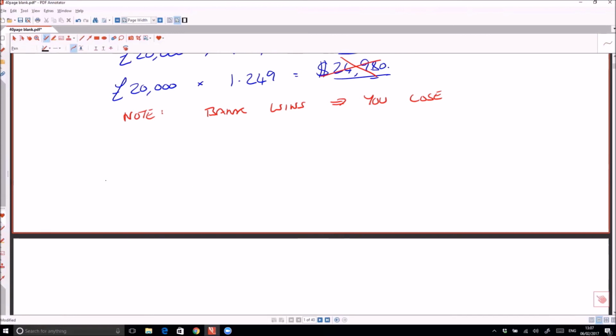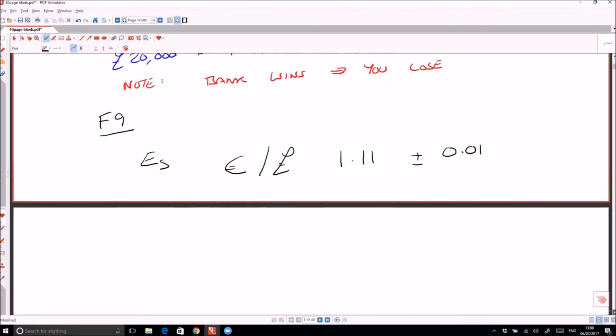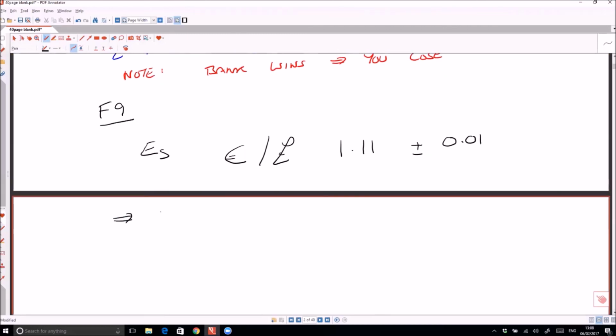Let's go back. There's one other thing I'd like to say, and what is that? Within F9, how might the examiner give you the currency relationship? And he might say something like this, e.g., euros to the pound, 1.11 plus or minus 0.01. What do you have to do with that? Well, from that, you have to be able to calculate and create the spread. And how do we do that?